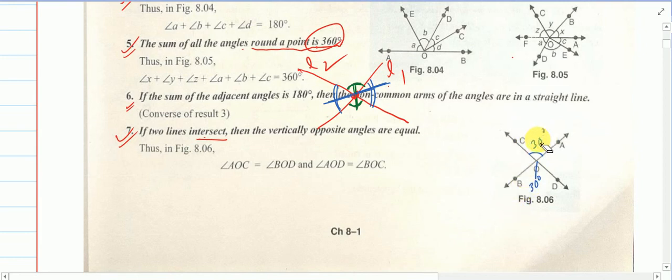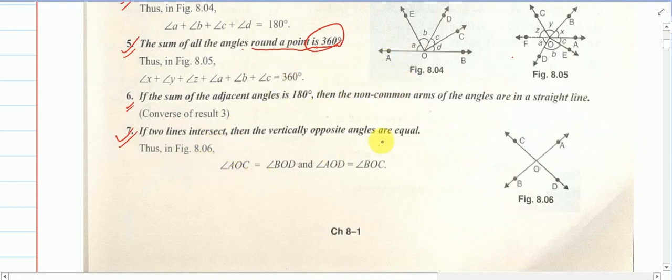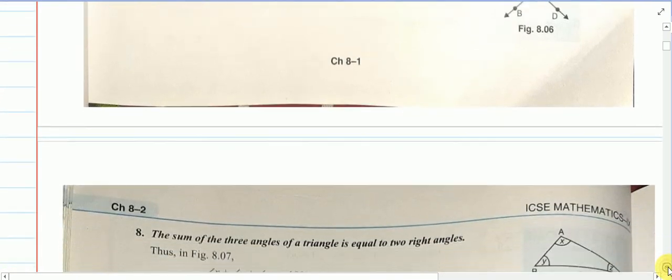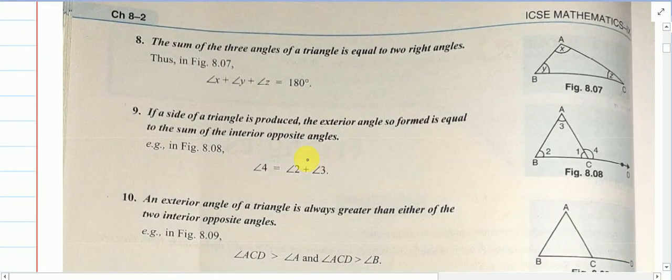Okay, so this is clear. Next is the sum of three angles of a triangle is equal to two right angles.